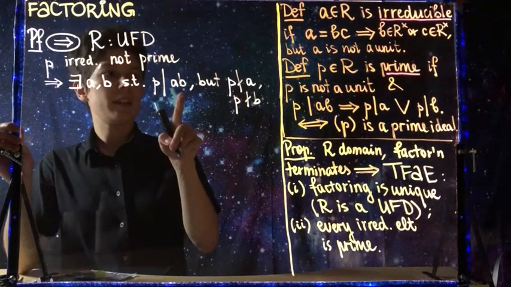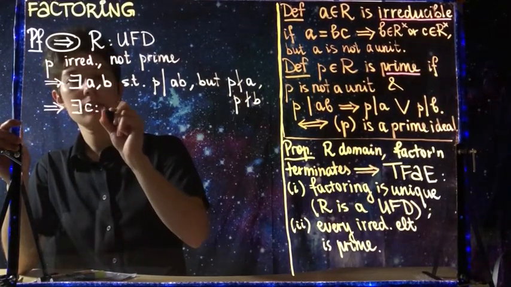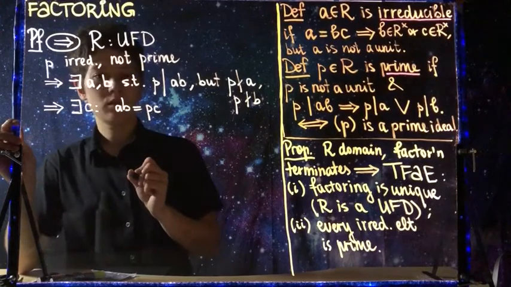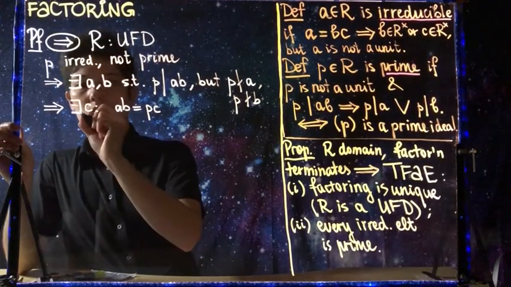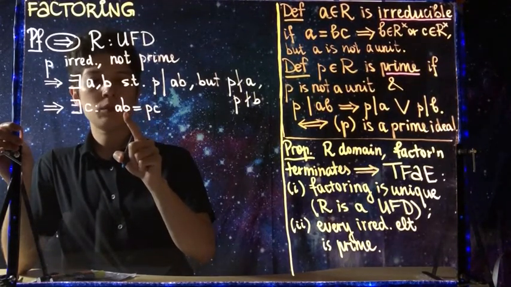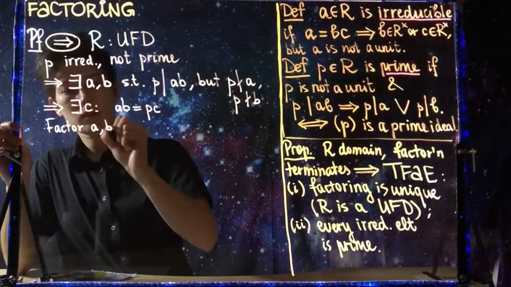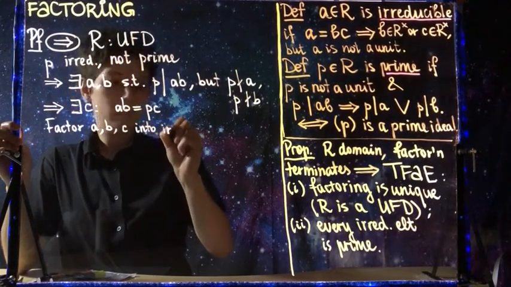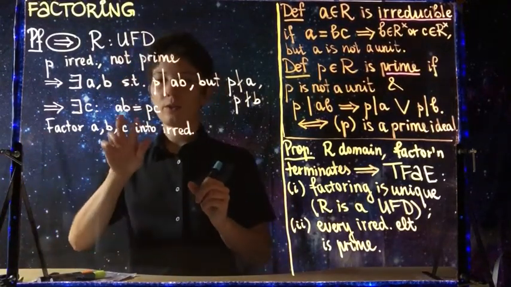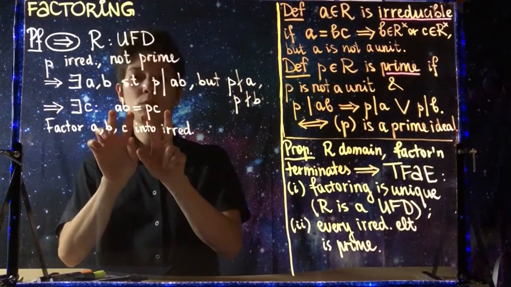Since P divides AB, it means that there exists an element C such that AB is equal to PC. And then we can factor A and B into irreducibles as well as C. And so we get a factorization of AB into irreducibles and a factorization of PC into irreducibles.